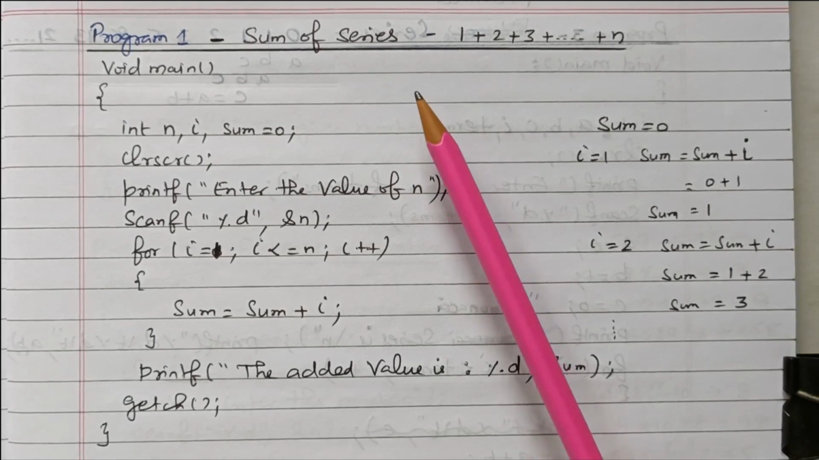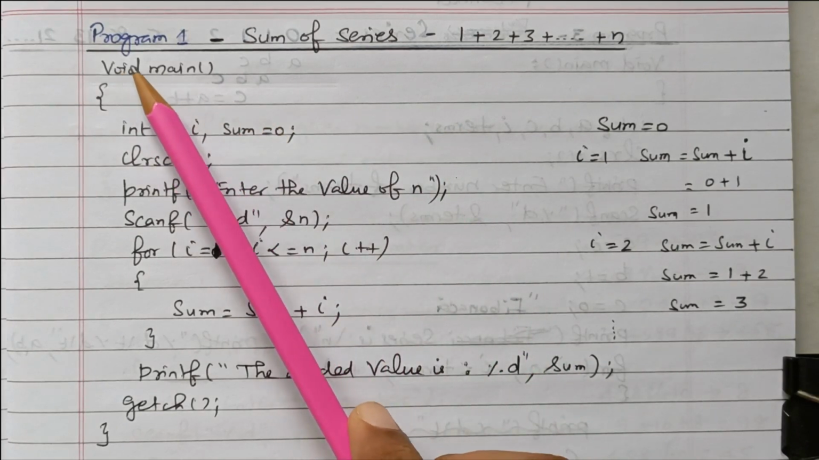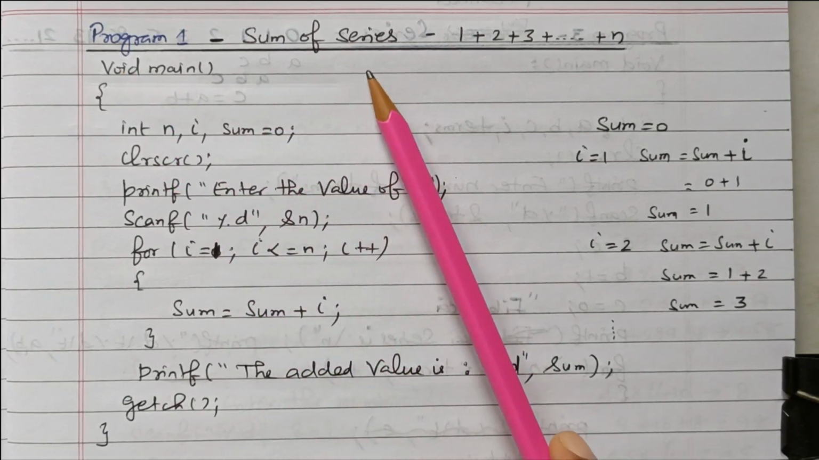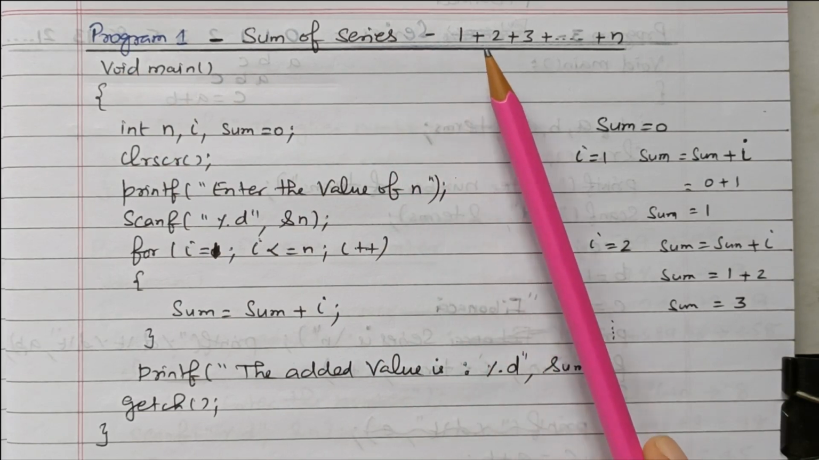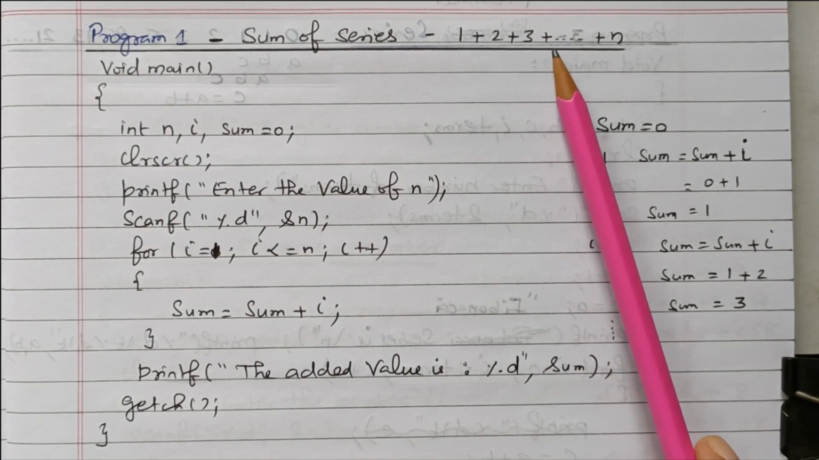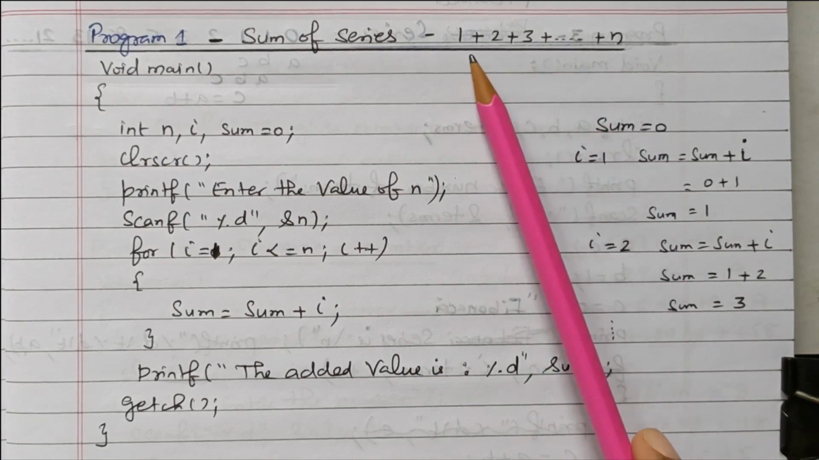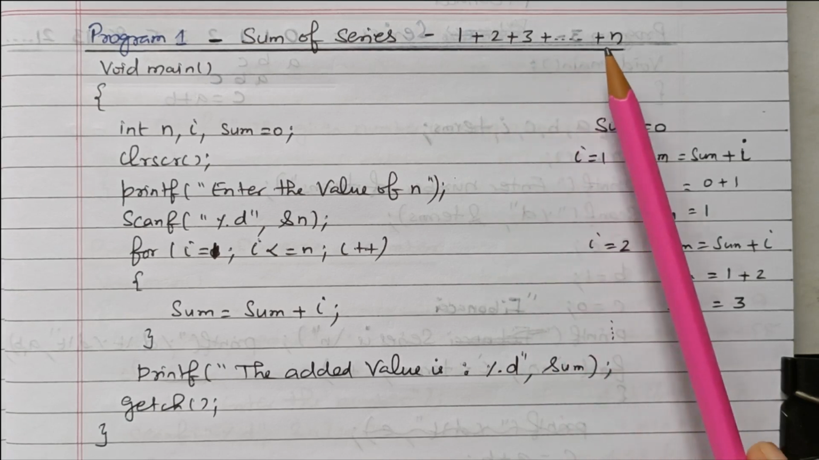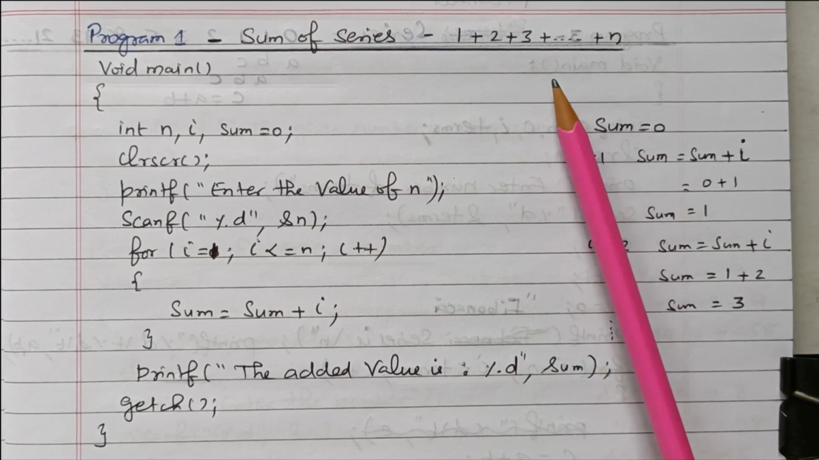Now we'll go to the topic. Using the C program, we need to find the program 1, that is, the sum of series. We need to find the sum of the series. The given series is 1 plus 2 plus 3 up to n. So it is increased by 1 by 1: 1 plus 1, 2, 2 plus 1, 3, like that, up to n numbers. So we need to find the sum of this series.